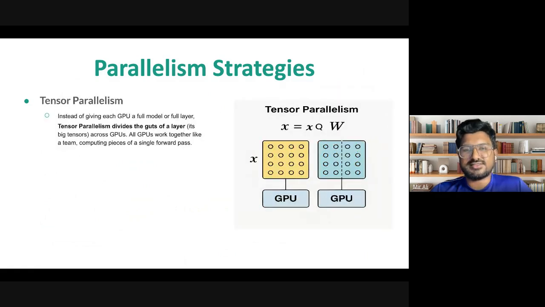Next will be tensor parallelism, where instead of giving each GPU a full layer, we divide the layer across multiple GPUs. This way, everyone works together, they communicate, and we get the whole piece of information. This is very helpful for very large language models where even one layer cannot fit in one GPU; this way we can parallelize tensors and run through them.